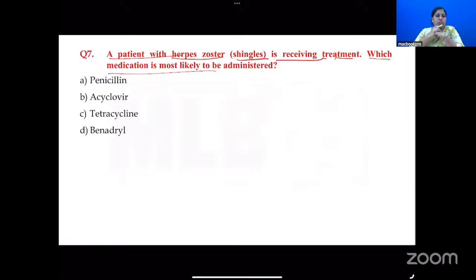A very, very important as well as a very common question. A patient is a case of herpes zoster, shingles, which is a reactivation of your varicella zoster, as you all know. This is the reactivation.